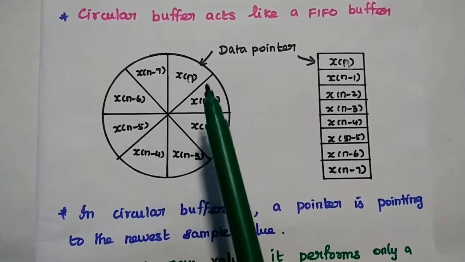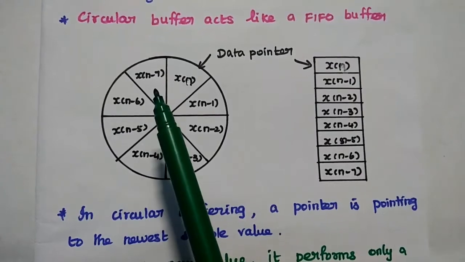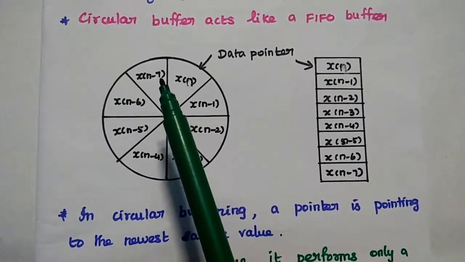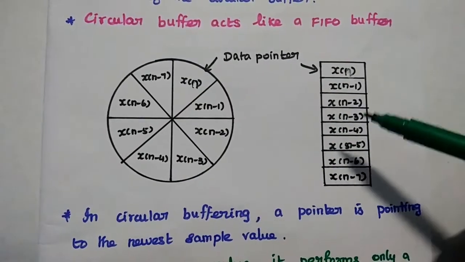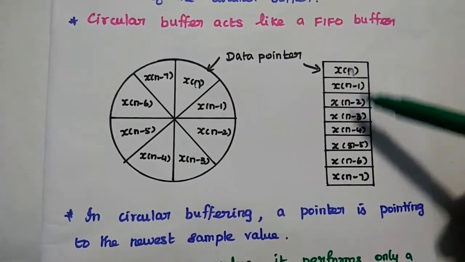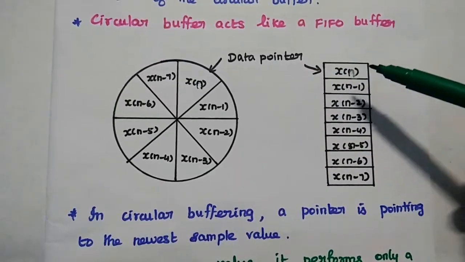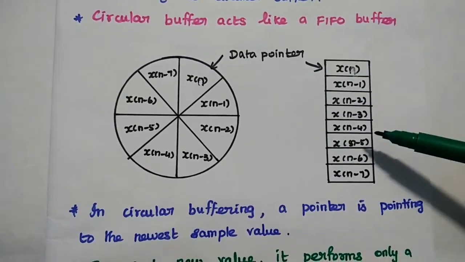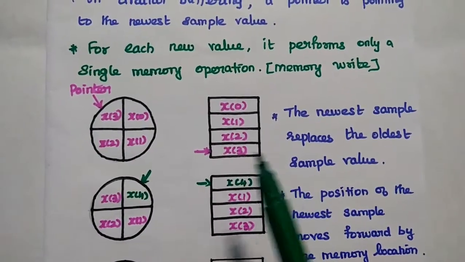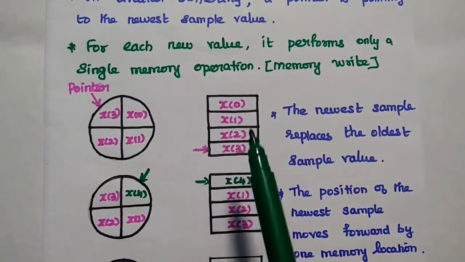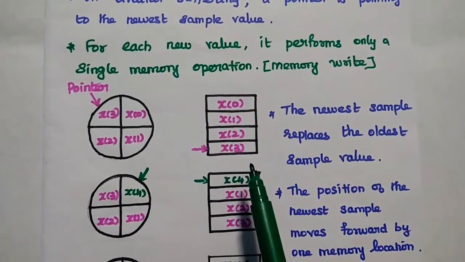The newest data here is x of n. These are all the previous data. X of n minus 7 is the oldest one. So this can be represented as a FIFO buffer like this. Data pointer always points to the newest data inserted to the storage area. For each new value it performs only a single memory write operation. No need to change the other data locations.